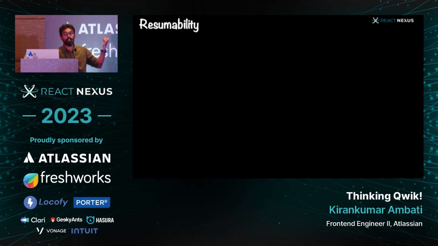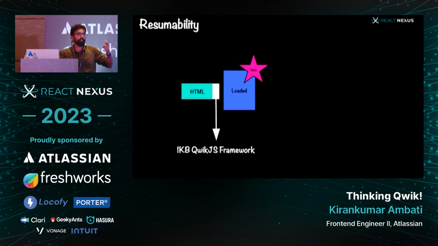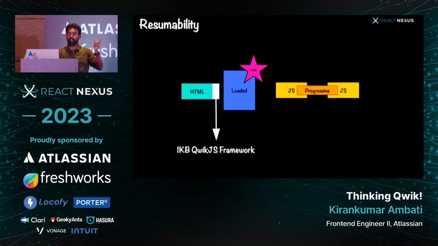Then comes resumability. We have HTML, which has some server-side rendered code. Then you have a special script, which I'll show you. It's a 1 KB Qwik.js framework chunk that gets downloaded. Your page gets loaded, but the beauty is it's already interactive. You have no JS except that 1 KB. There is no other JS downloaded, but the page is already interactive. I'll show you how beautiful this is when I show the demo.